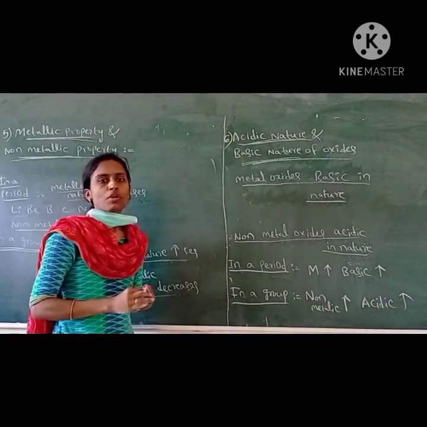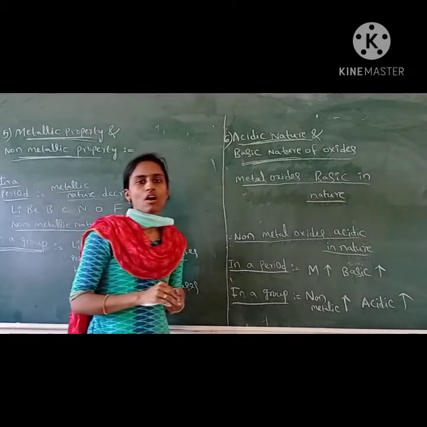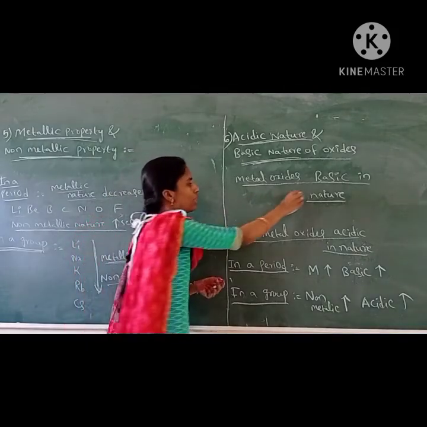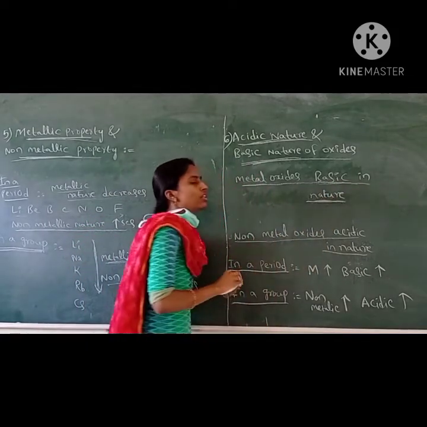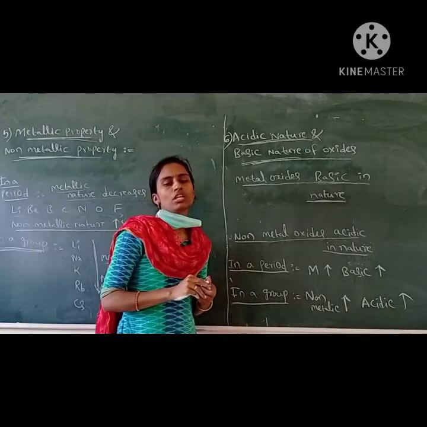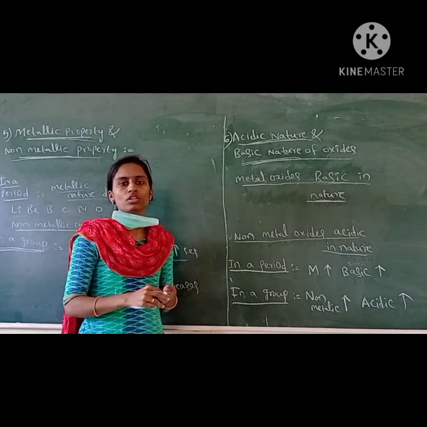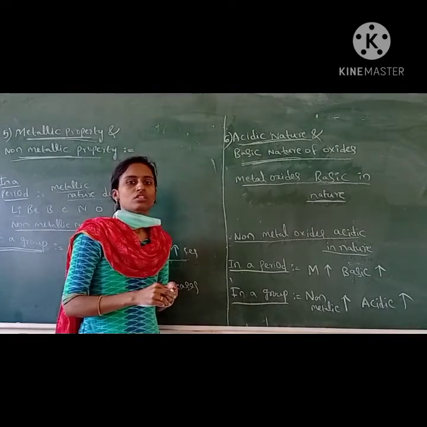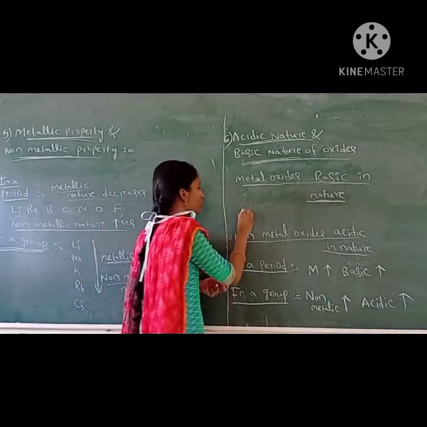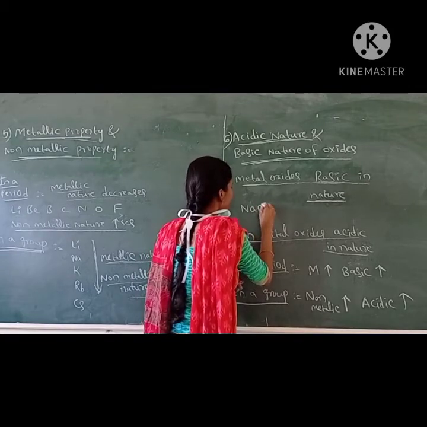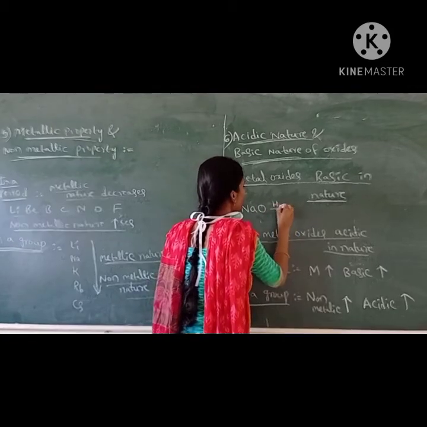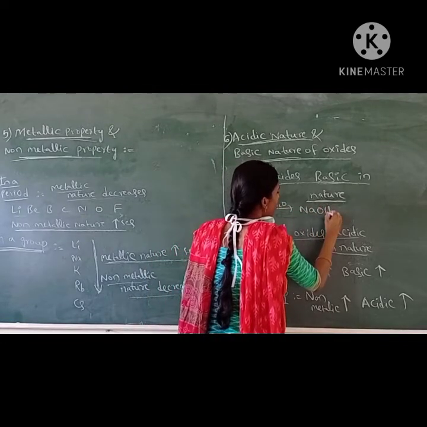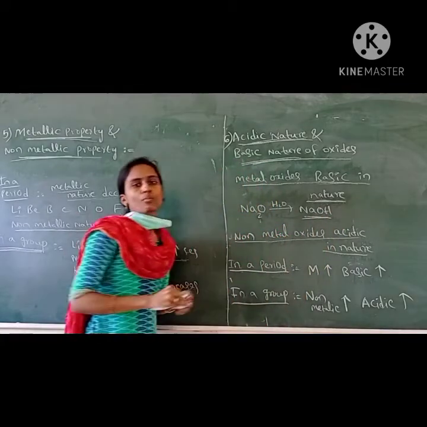First A group and second A group elements, all S block elements, are metals. So metals will form basic oxides when they combine with oxygen. Basic in nature means when they dissolve in water, they will form the bases. That's why they are called basic oxides. Suppose if you take sodium monoxide, when it dissolves in water, it will form the base. NaOH is the base. So that's why these are called basic oxides.